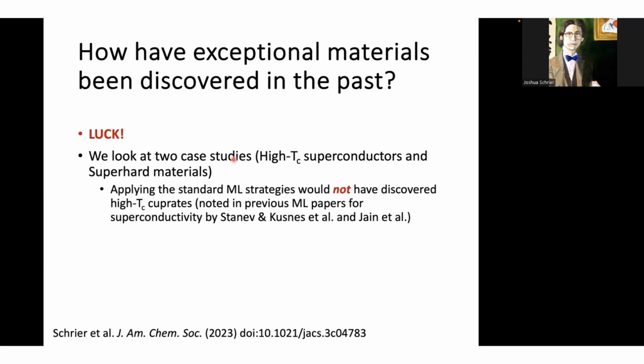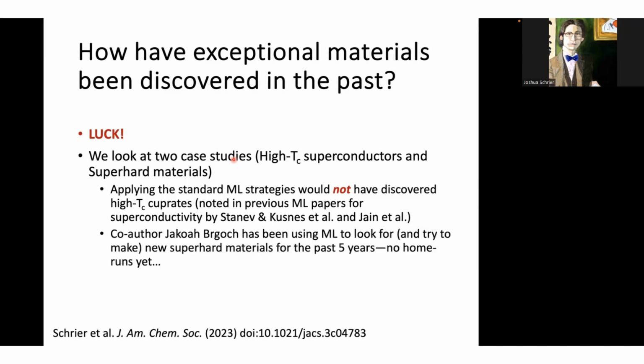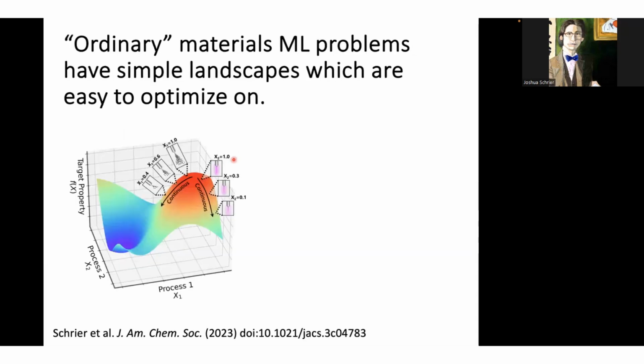And essentially what we found is that applying the standard box of tricks of machine learning strategies would not have discovered high TC cuprates. In fact, there are some previous machine learning papers by various folks that made that statement for us. And similarly, our co-author, Jacob Brugoch, has been trying to use machine learning to look for superhard materials for the past 5 years, and hasn't hit any home runs.